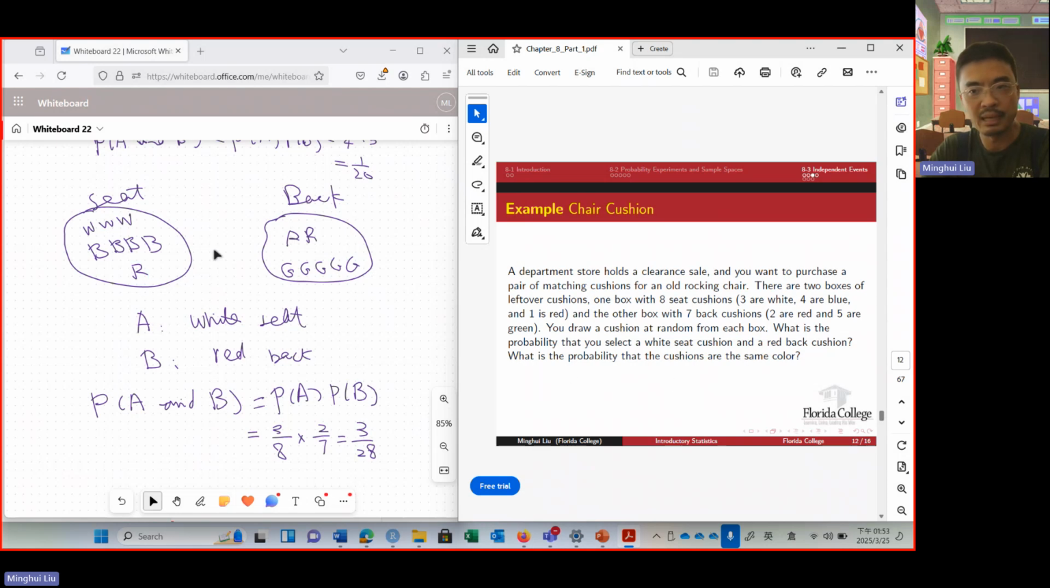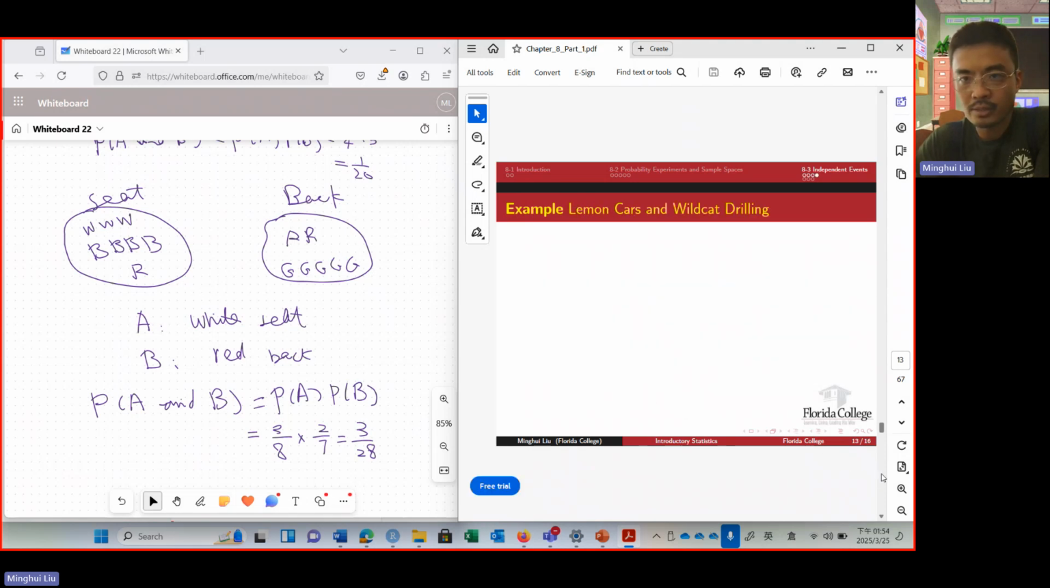So the only way to make the cushions the same color is to choose the red one from the first box and also choose the red one from the second box, because that's the only same color in both boxes. So the probability of choosing the red one from the first box is 1 over 8, and the probability of choosing the red one from the second box is 2 over 7. So it's 1 over 8 times 2 over 7, which is 2 over 56, or in other words, it simplifies to 1 over 28. So that's the answer for the second question.